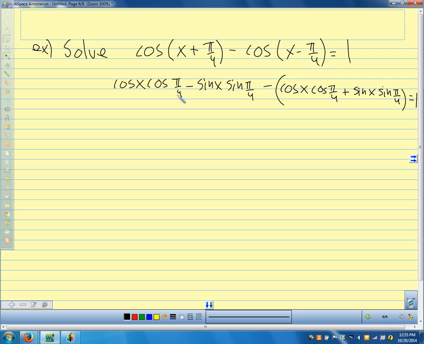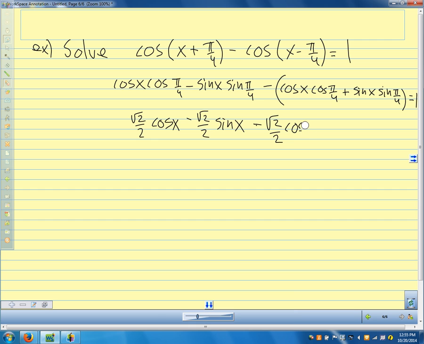Cosine of pi over 4 is square root of 2 over 2. Square root of 2 over 2 cosine x minus sine of pi over 4 is square root of 2 over 2 sine x minus square root of 2 over 2 cosine x minus square root of 2 over 2 sine x equals 1.